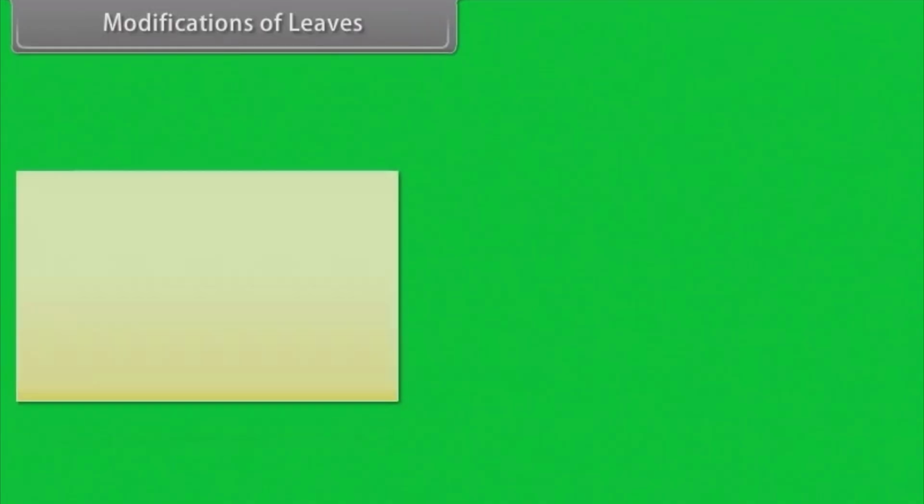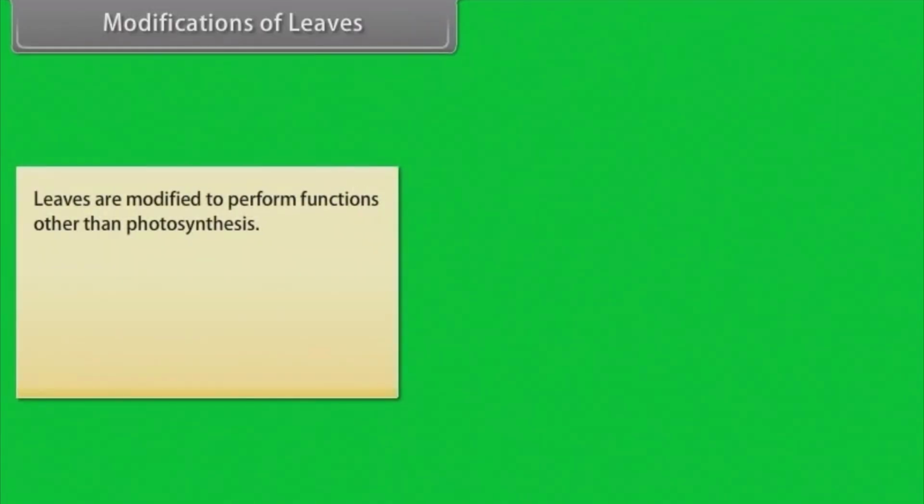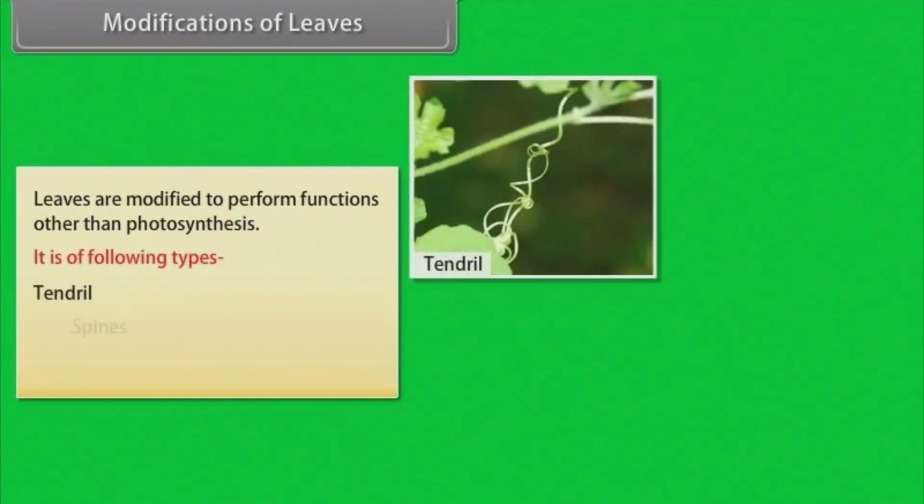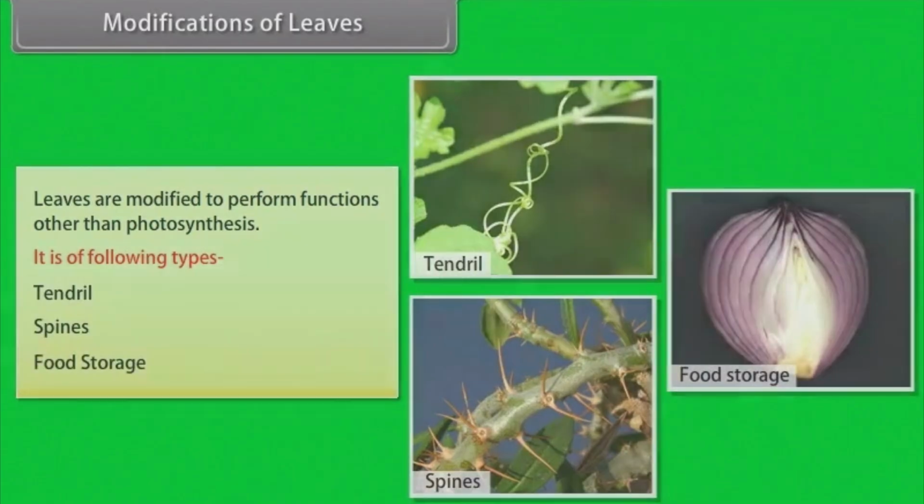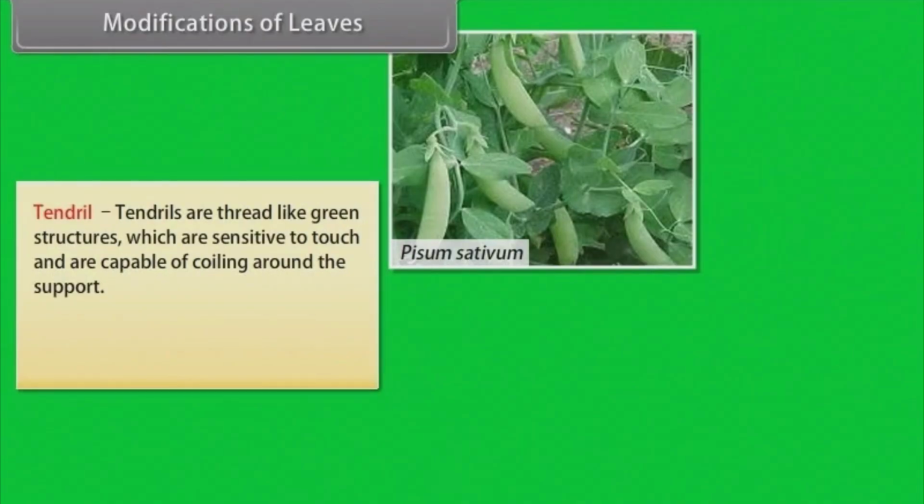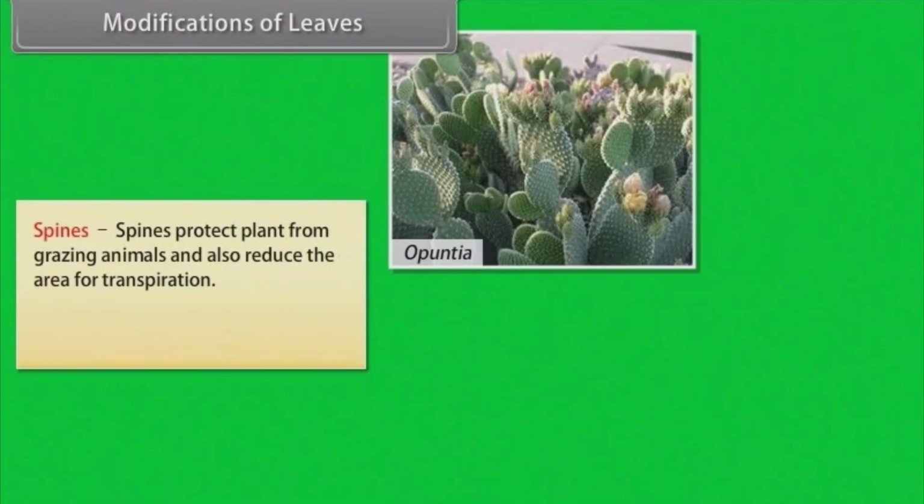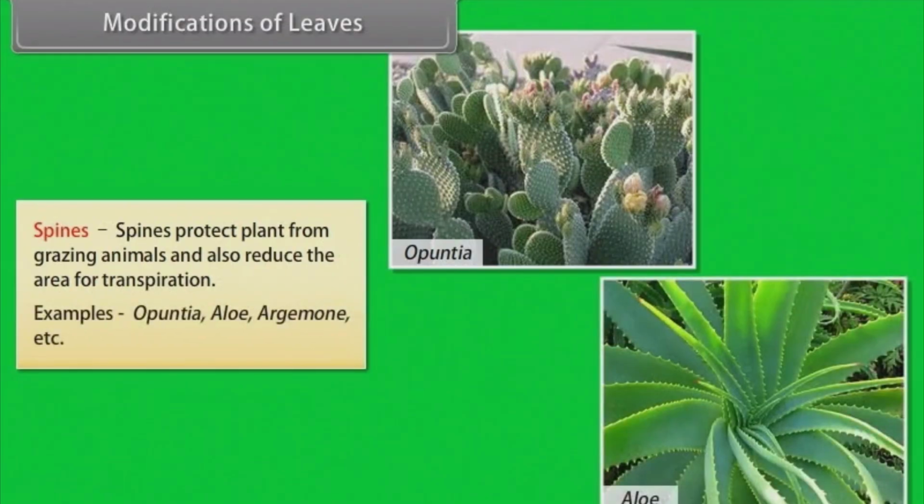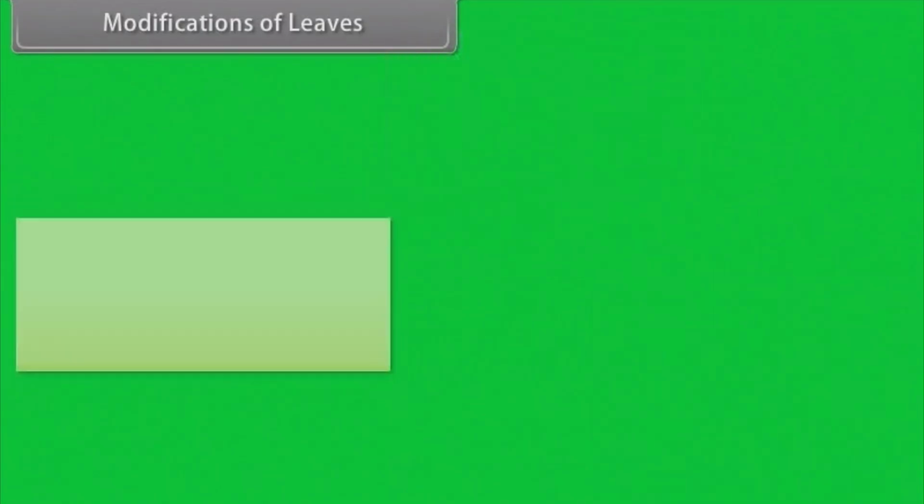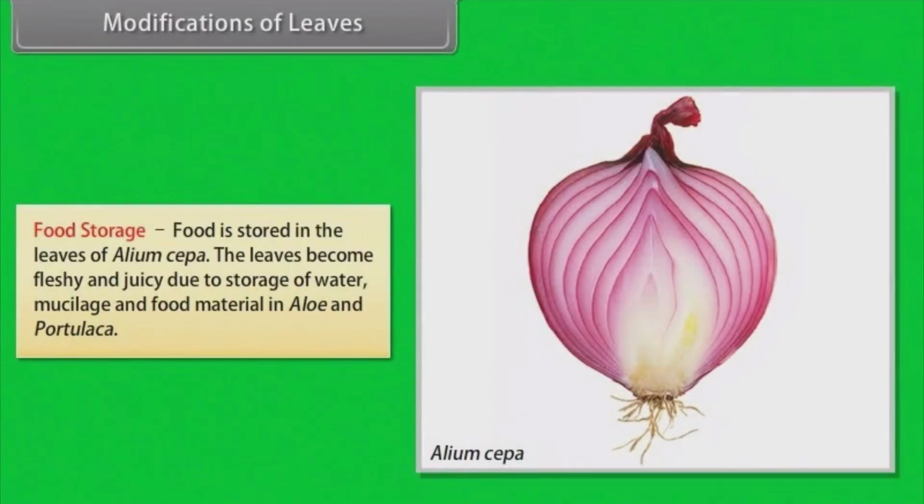Modifications of leaves. Leaves are modified to perform functions other than photosynthesis. It is of the following types: tendril, spines, food storage. Tendril. Tendrils are thread-like green structures which are sensitive to touch and are capable of coiling around the support. Examples: Pisum sativum, Smilax, Gloriosa, etc. Spines. Spines protect plants from grazing animals and also reduce the area of transpiration. Examples: Opuntia, aloe, Argemone, etc. Food storage. Food is stored in the leaves of Allium cepa. The leaves become fleshy and juicy due to storage of water, mucilage, and food material in aloe and portulaca.